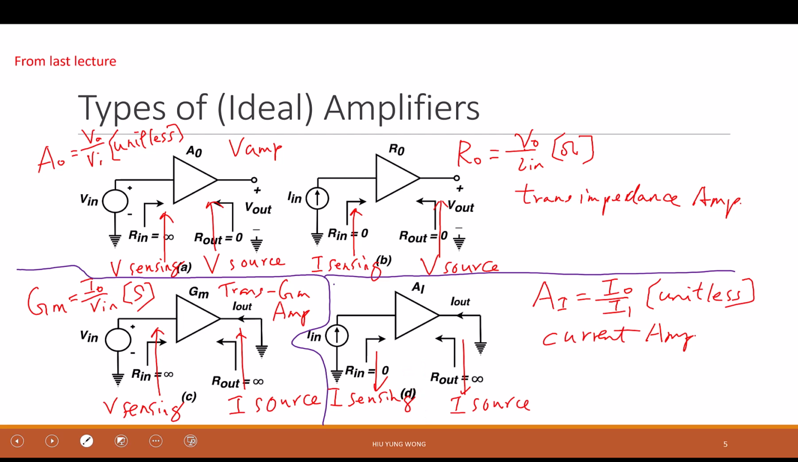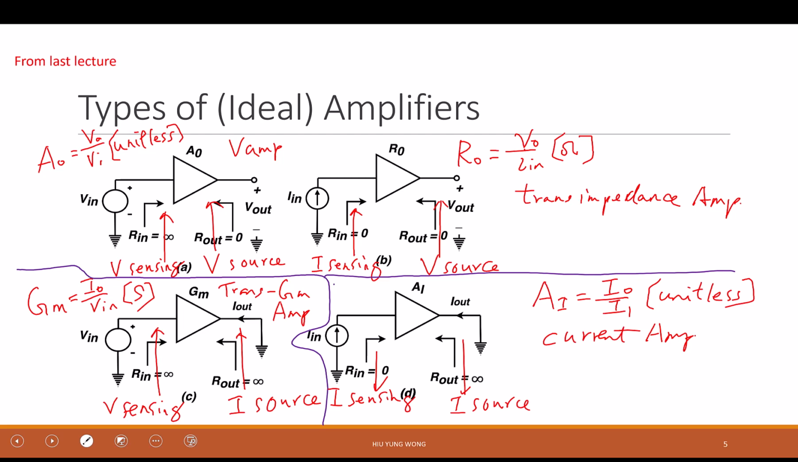Now, there is always a way to memorize it, right? I cannot memorize this table, but there's something I feel very confident. For example, I always remember sensing voltage needs infinite impedance. Then the rest is just what? Okay, then how about sensing current? I know that it must be opposite. Then I want to have 0 input impedance, right?